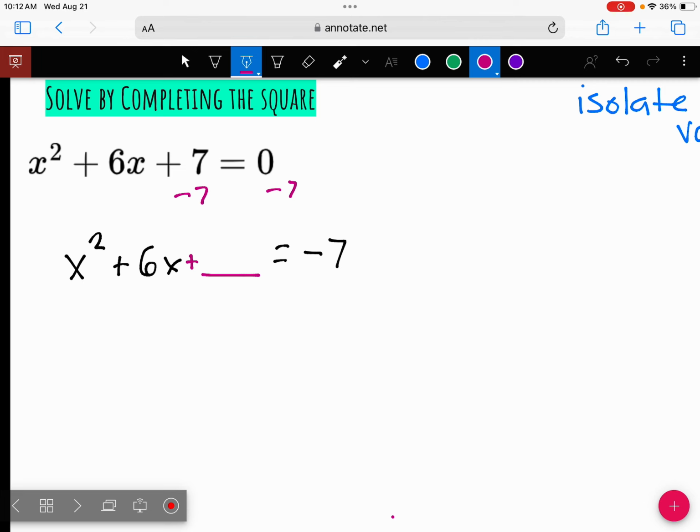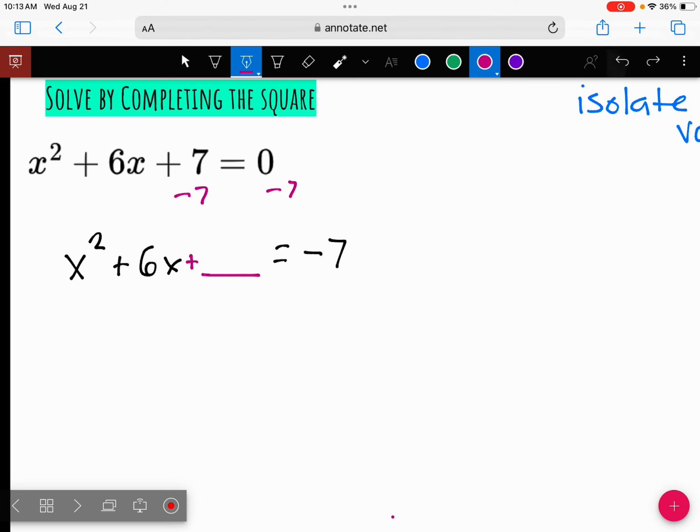B over 2, then square. 6 over 2, which is 3. 3 squared gives us 9. So if I add 9 there, that's a perfect square trinomial. And as long as I do it to both sides of my equation, I can do whatever the heck I want. So what I'm going to do is add 9.